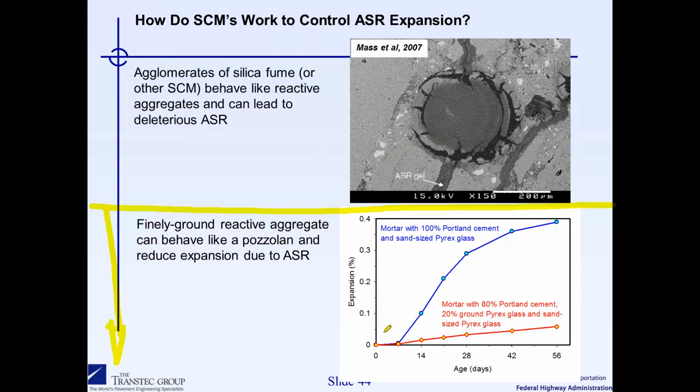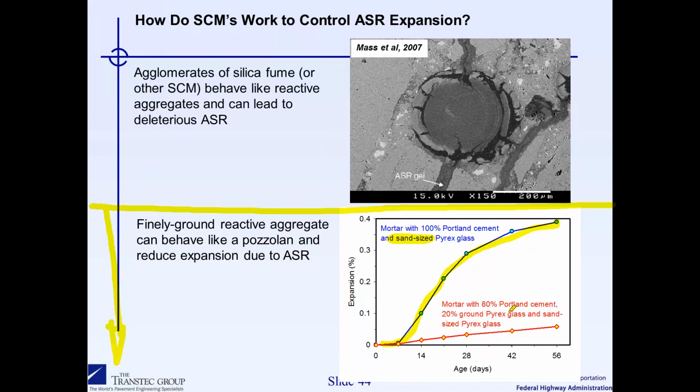What we're seeing here is a mortar bar. The blue line shows a mortar bar with Portland cement and Pyrex glass, which, as we discussed last week, is a highly reactive form of silica. It's been crushed to sand size, so this is essentially the ASTM 441 Pyrex mortar bar test. And you can see we get very, very rapid expansion with this Pyrex glass. After 8 weeks, we're up to 0.4%.